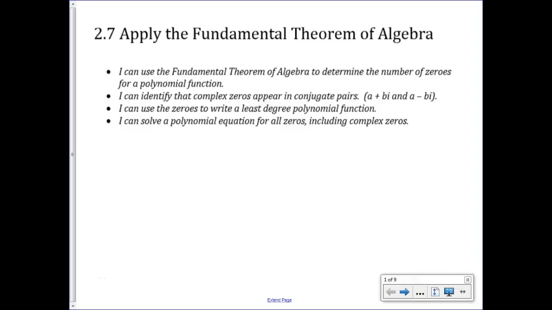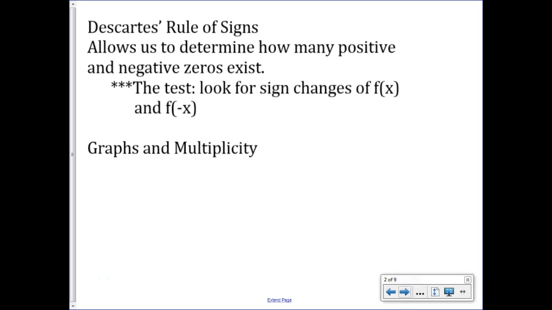Hi guys, we are looking at the fundamental theorem of algebra today. So, first thing we're going to take a look at is Descartes' rule of signs. It allows us to determine how many positive and negative zeros exist. So the test says to look for sign changes of f of x and f of the opposite of x.